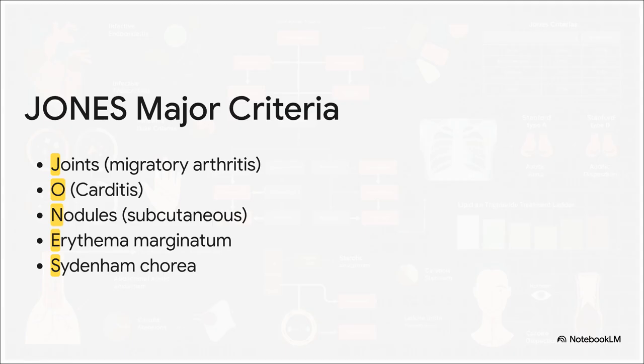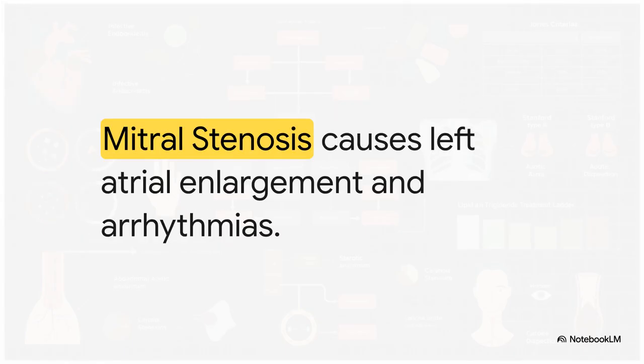And S is for Sydenham-Correa. You need 2 major criteria, or 1 major and 2 minor, to make the diagnosis. So why does this childhood illness matter so much in our adult cardiology explainer? It's all because of the late sequelae.